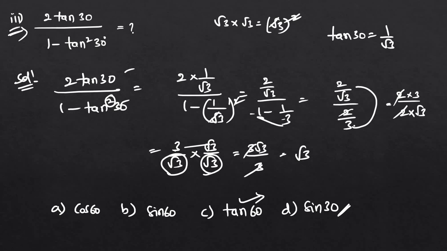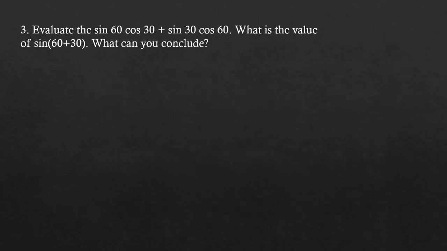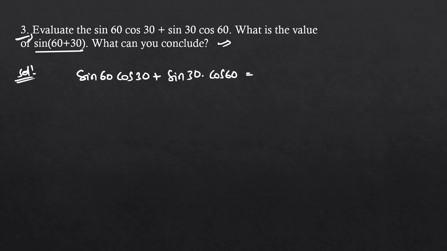Third bit, third question here. Evaluate sine 60 cos 30 plus sine 30 cos 60. What is the value of sine 60 plus 30? So what can you conclude here? This is the question. Solution: evaluating, first sine 60 cos 30 plus sine 30 cos 60 is given. After that we will find sine 30 plus 60 or sine 60 plus 30, you can write either, okay? So 90 only will come.